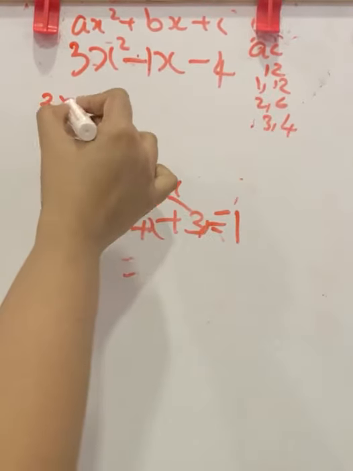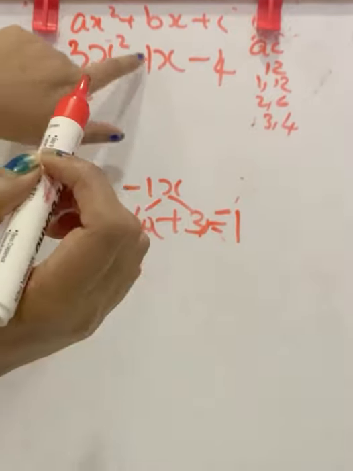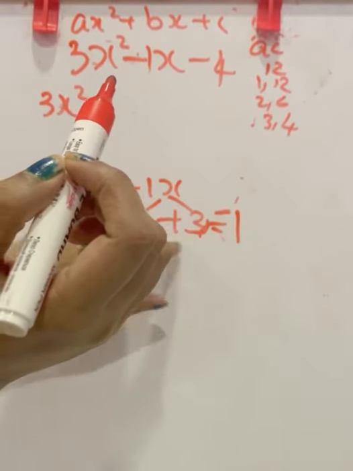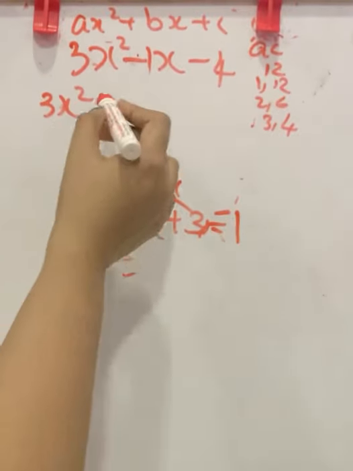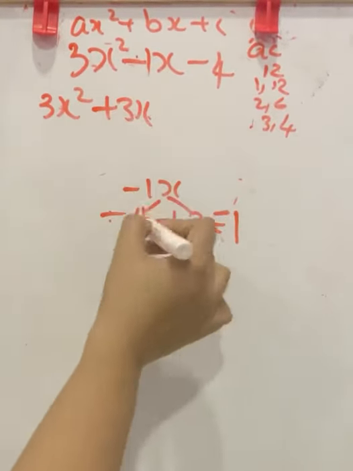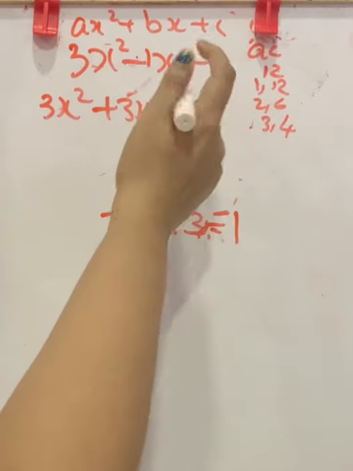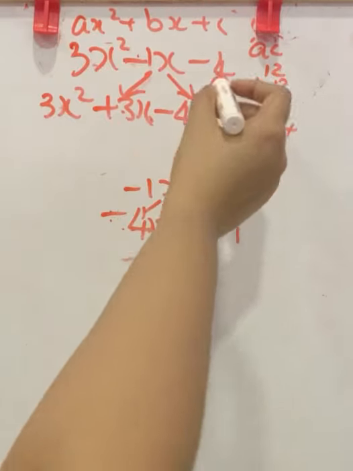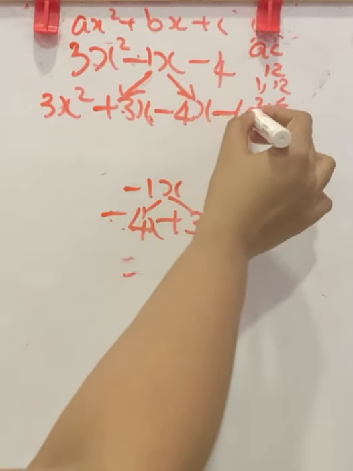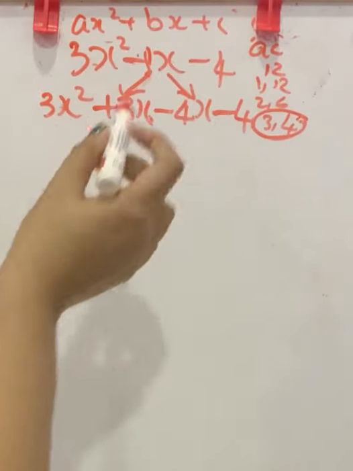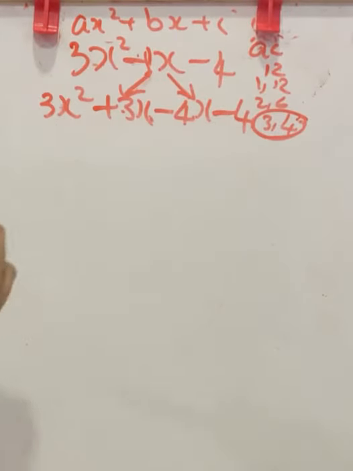Here it is 3x square as the first term. Here we got, after splitting, minus 4x and 3x. We will write this 3x near the 3x square term, so it becomes plus 3x. It was plus 3x, and we have minus 4x. That is minus 1 splitting to plus 3x and minus 4x. Here we have minus 4 as the last term. We got from this pair minus 1, that is plus 3x and minus 4x.